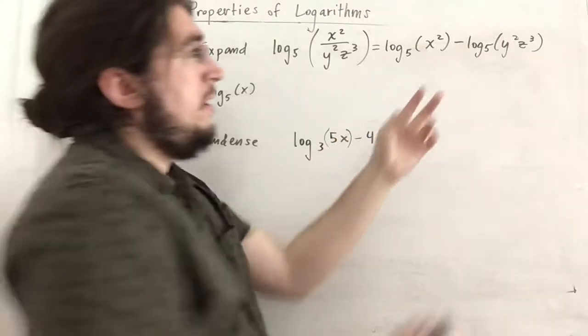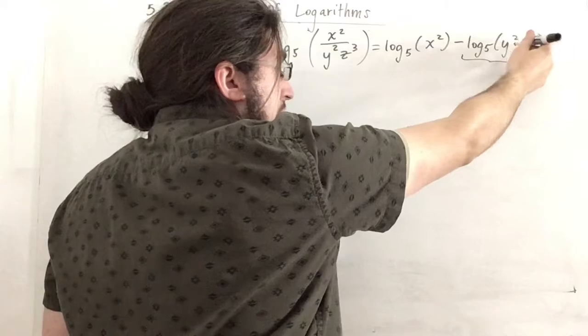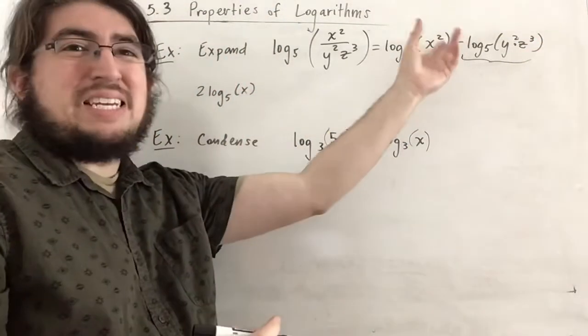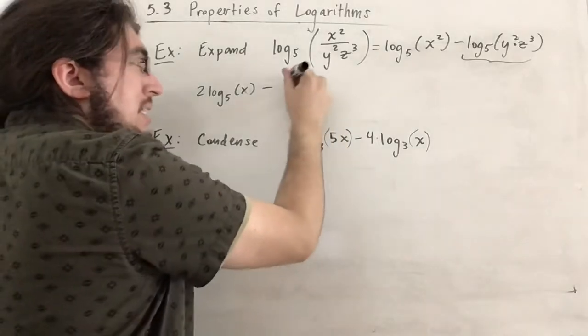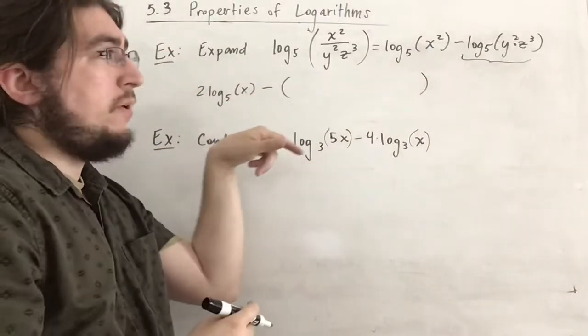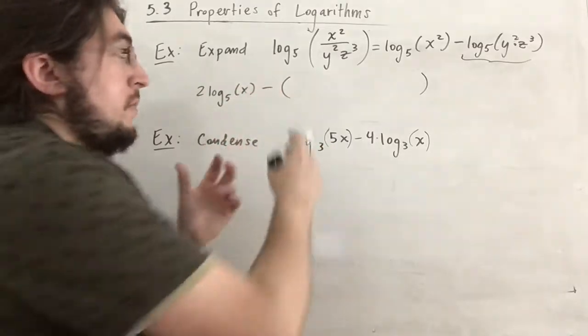And here, if you consider log base 5 of y to the second times z to the third, you can use the product rule there, but there's a negative. So technically it would be minus that whole thing. But instead of doing that and then distributing the negative after, I'm going to realize that's going to happen. So they're both going to have negatives. Both of those terms are going to be negative.